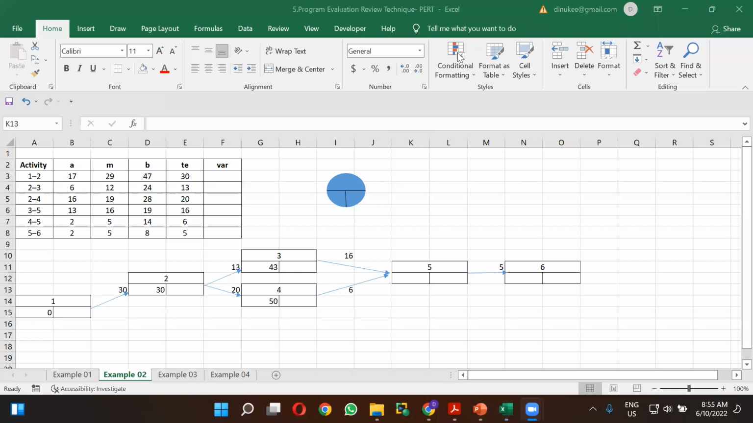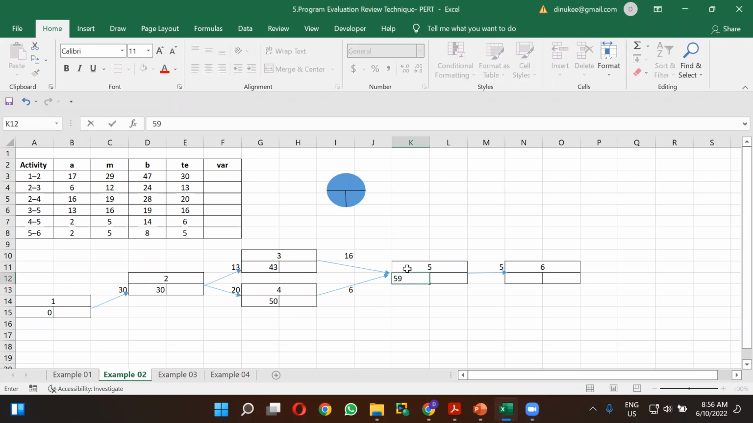Highest value. Yeah, thank you. So you have to take the highest value. So in here, 43 plus 16 means 59 days. But here, 50 plus 6 means 56, right? Therefore, between 59 and 56, the highest value is 59.